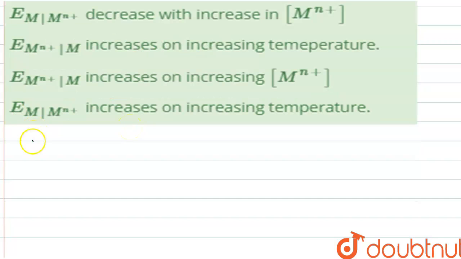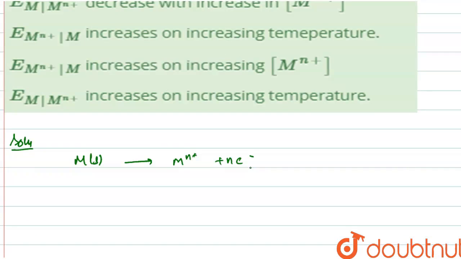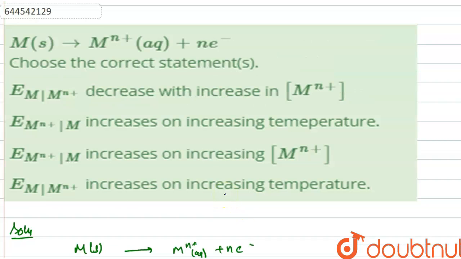If we write the Nernst equation for this oxidation of the metal, which is metal M solid converted into M^n+ plus n electrons, in the aqueous state, the Nernst equation for this reaction is E of cell equals E naught of cell minus RT upon nF into ln of Q. Q is the reaction quotient.